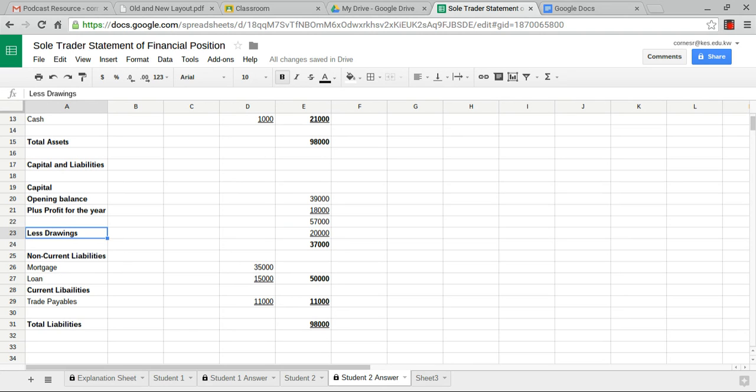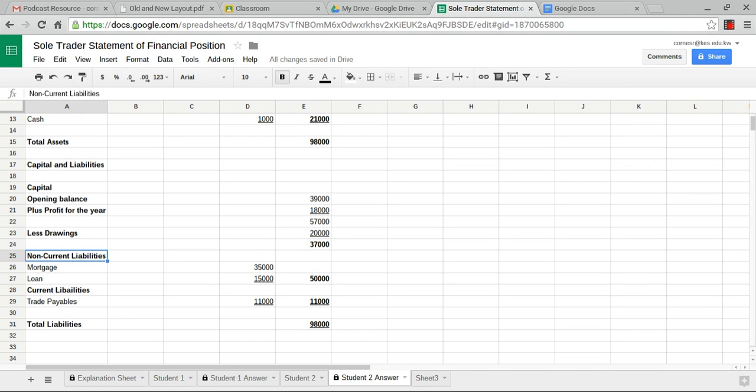And if you remember from the podcast where we've talked about the different elements of accounts, drawings are what the owner's taken out of the business, and you come up with a figure which is the capital or the investment of the owner in the business at the end of the year.